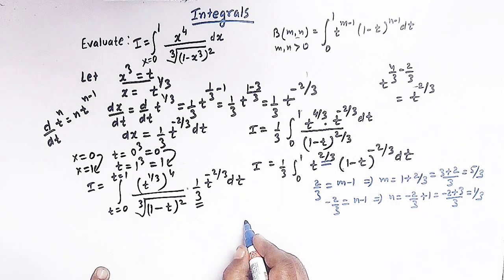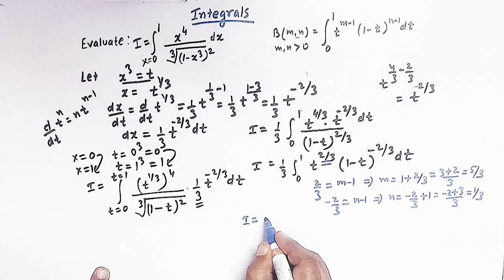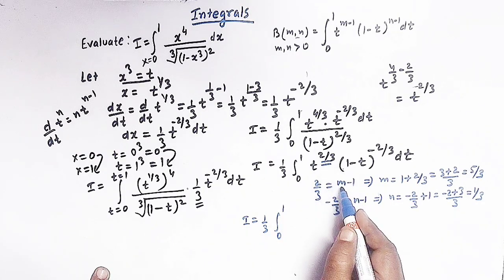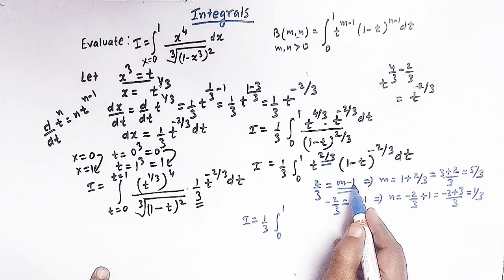So now we can write this integral as 1 over 3, 0 to 1, and t raised to 2 over 3 can be written as m minus 1, right?